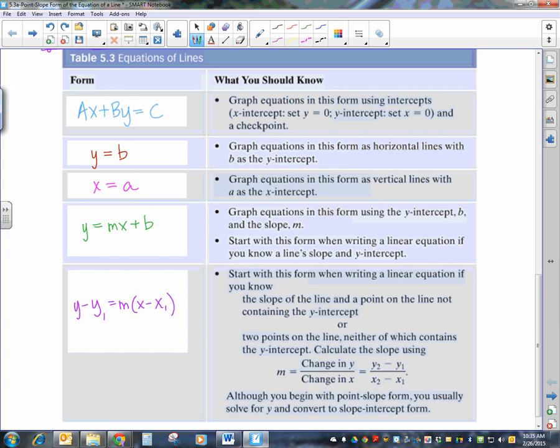Some of them have names. This, of course, is our standard form. The horizontal and vertical lines don't have any special names. This one is your slope-intercept form. And the last one, as we talked about today, is your point slope form. All of them have different uses at different times, and they're good to know and be familiar with.